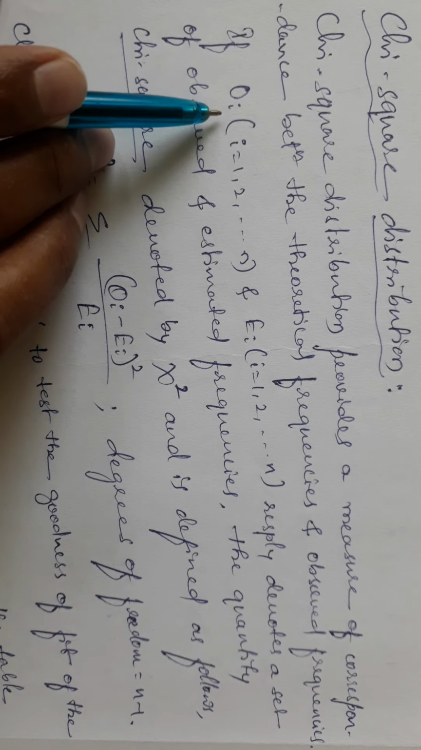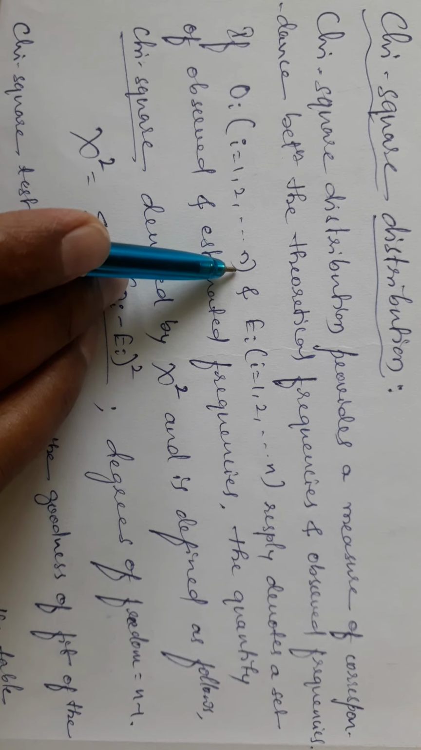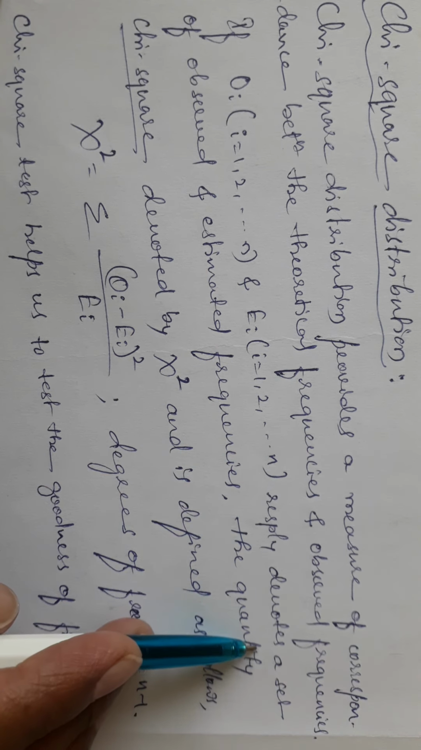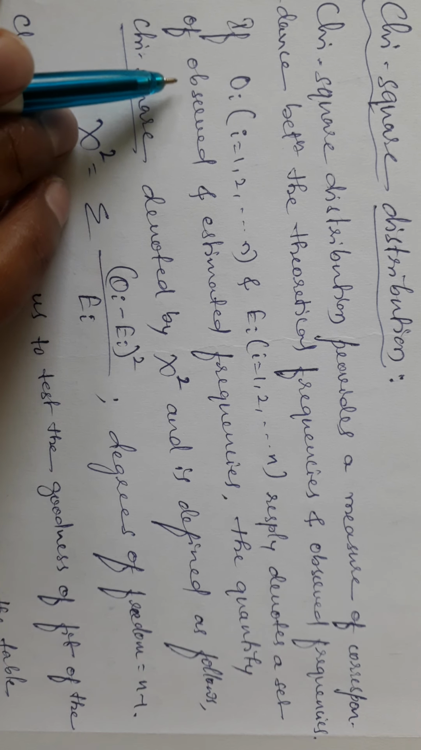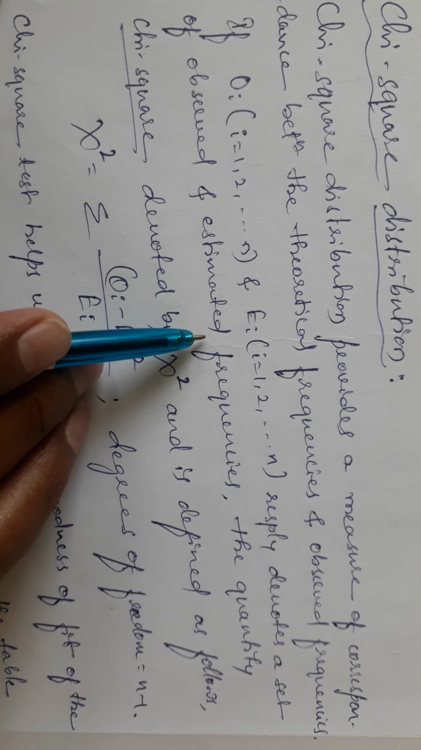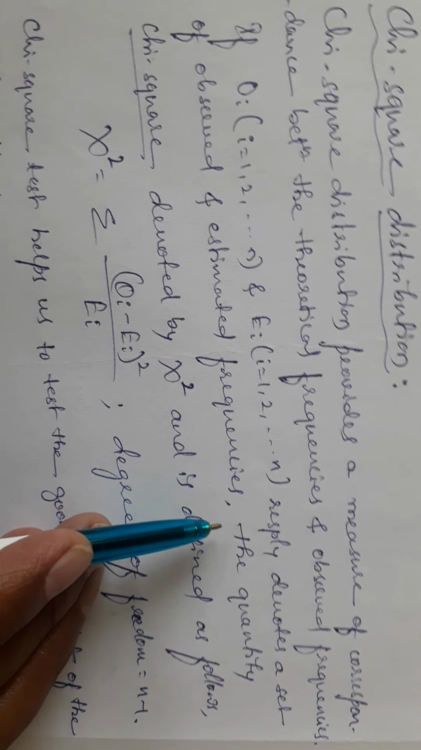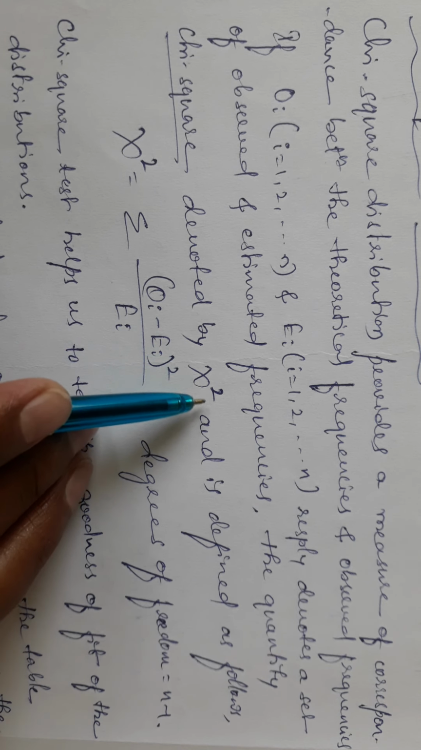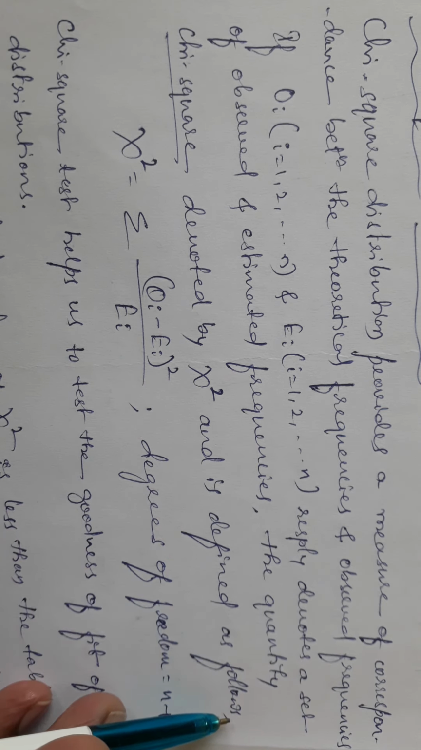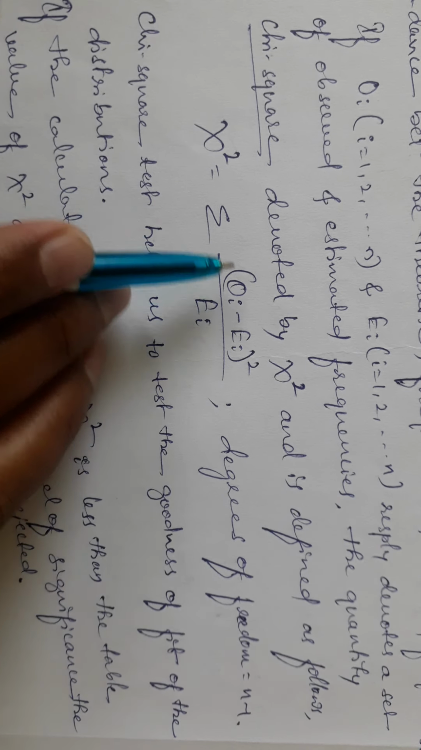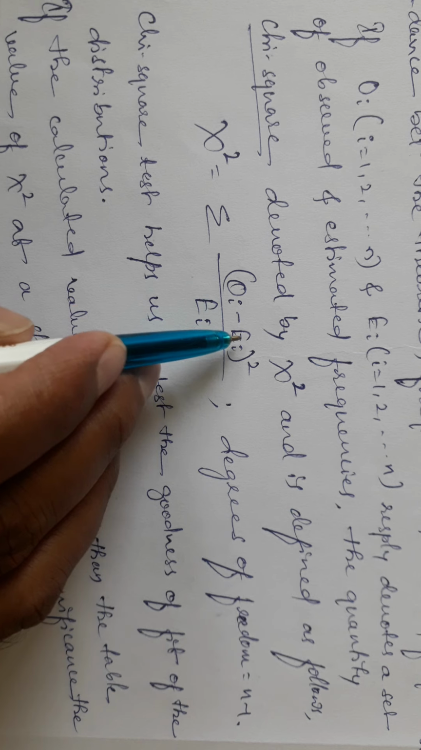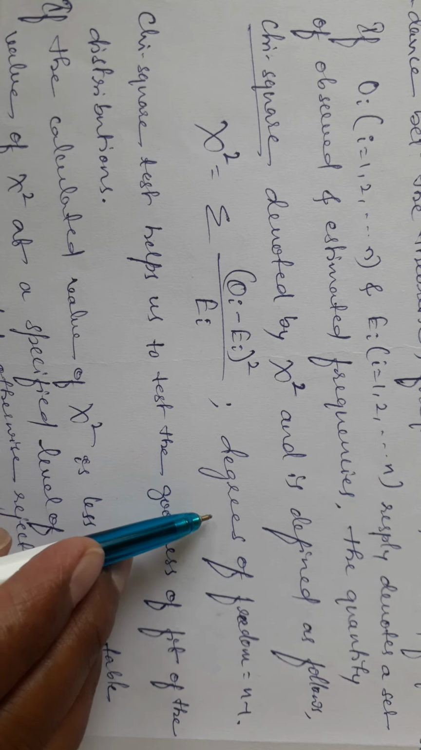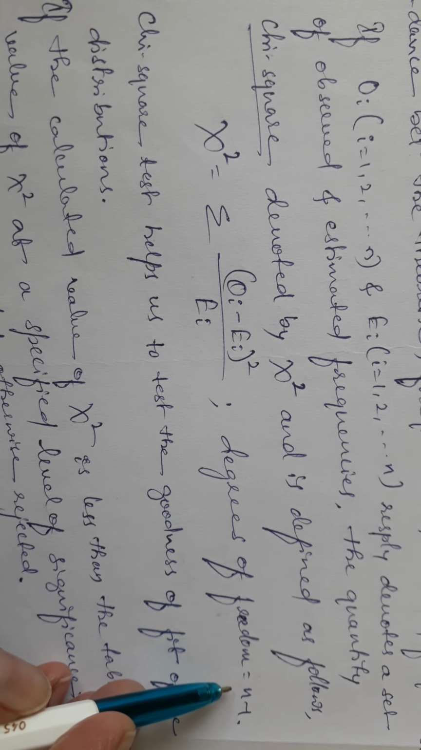If Oi, i running from 1 to n, and Ei, i running from 1 to n, respectively denote a set of observed and estimated, that is expected, frequencies, the quantity chi-square is defined as follows: chi-square equals summation of (Oi minus Ei) whole square divided by Ei, and here the degrees of freedom will be n minus 1.